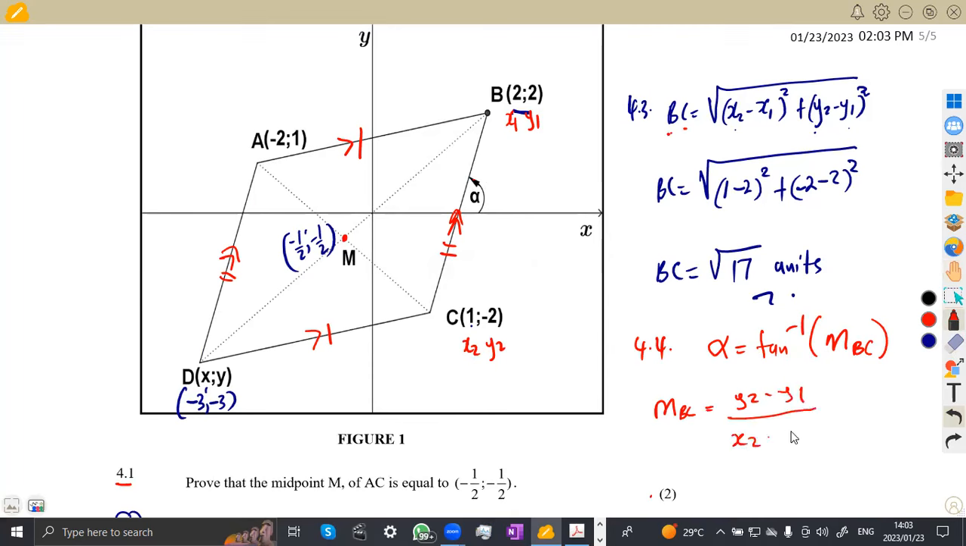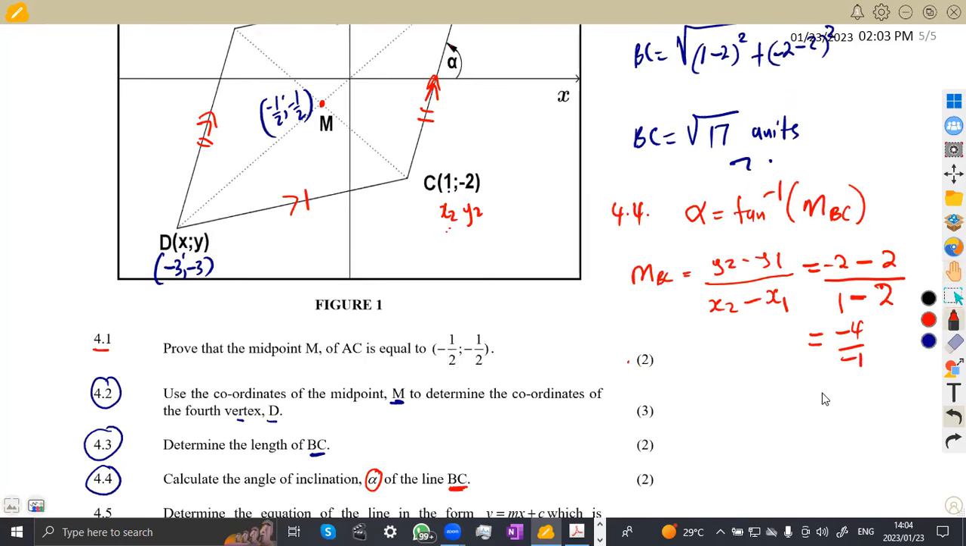So that's y2 minus y1 over x2 minus x1. Okay, we listed our values before. Y2 is minus 2, so it is going to be minus 2 minus y1. Y1 is 2, over x2, which is 1, minus x1, which is 2. So we are going to have minus 2 minus 2, that's minus 4, over minus 1. Minus 4 over minus 1 is 4. So we are going to obtain 4. So this is the gradient of line BC.